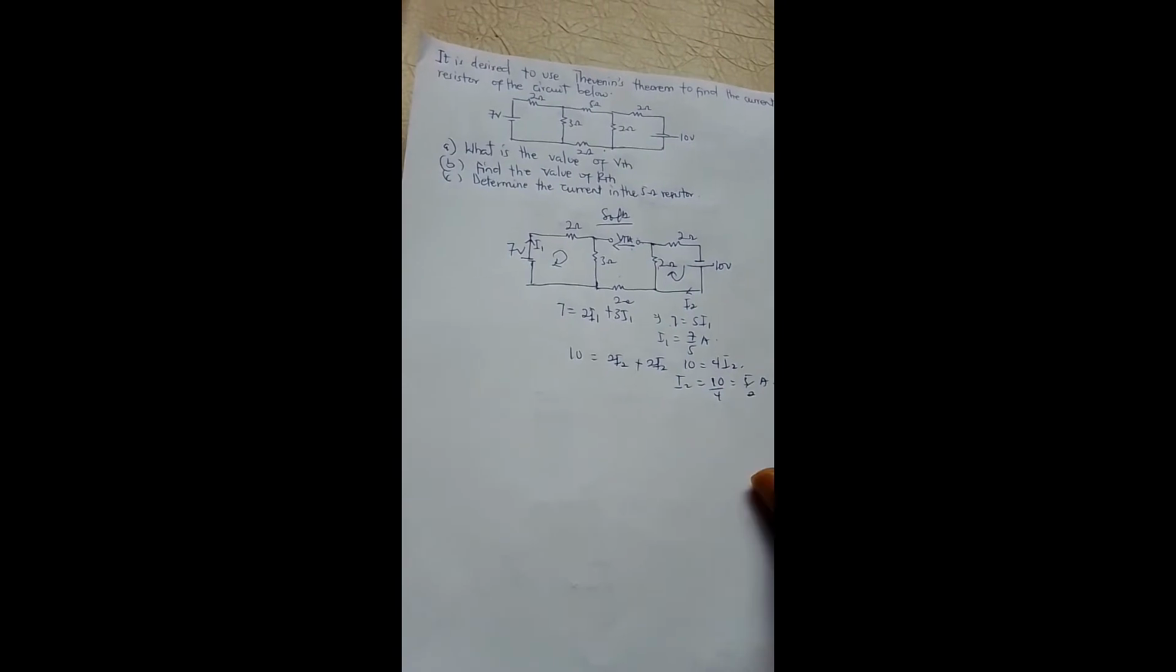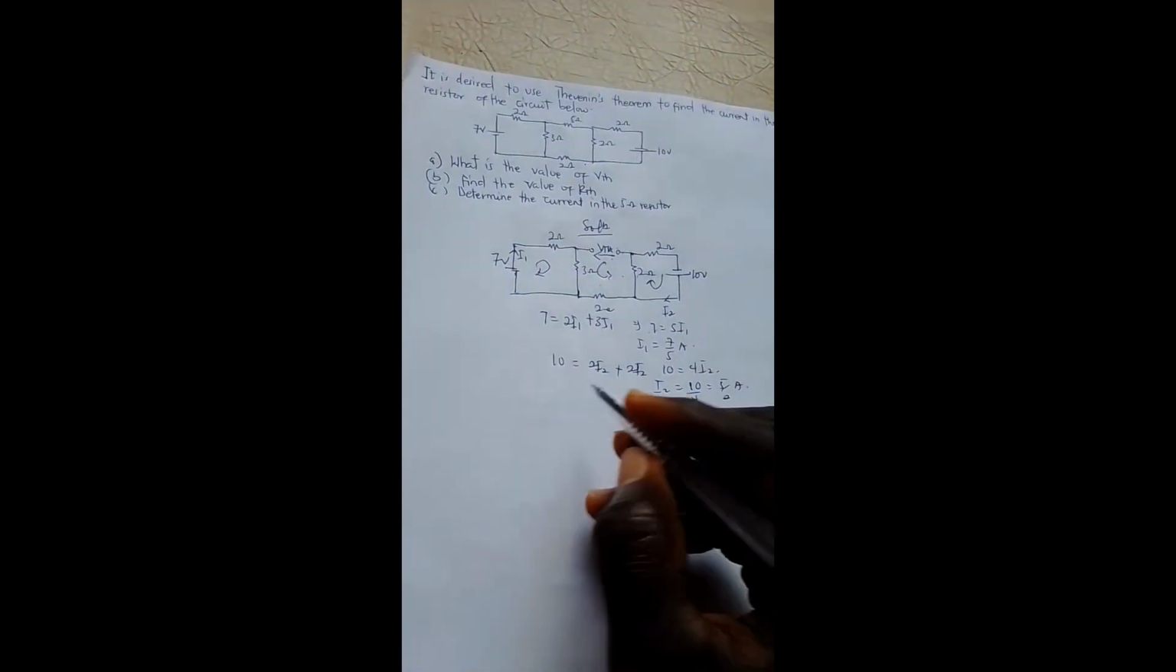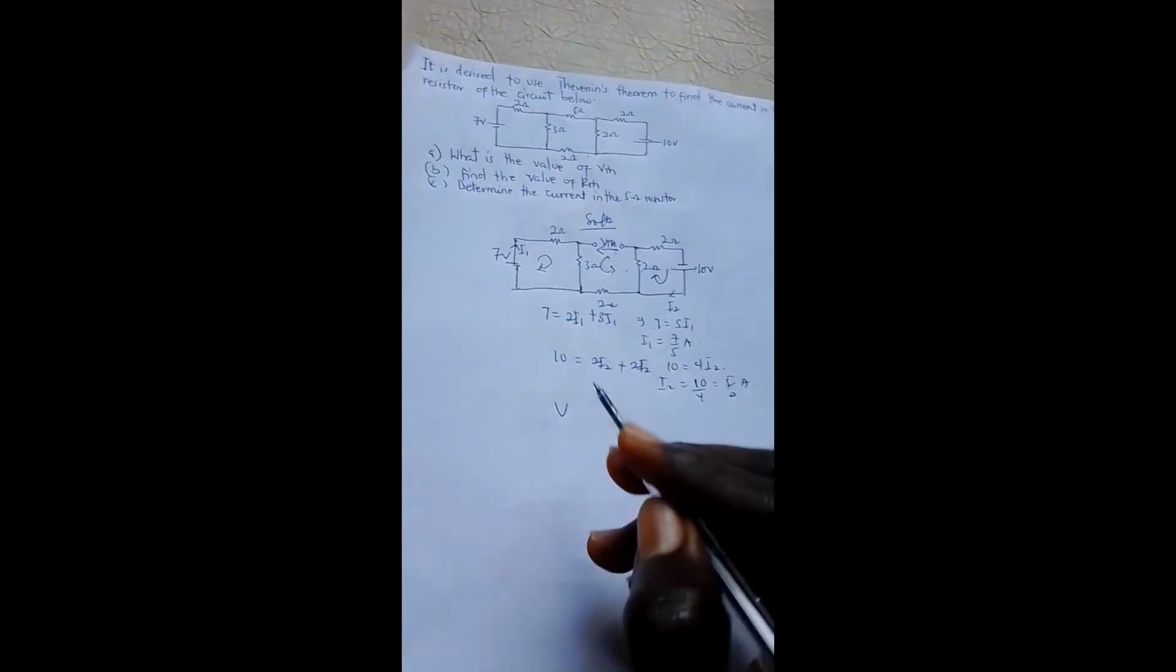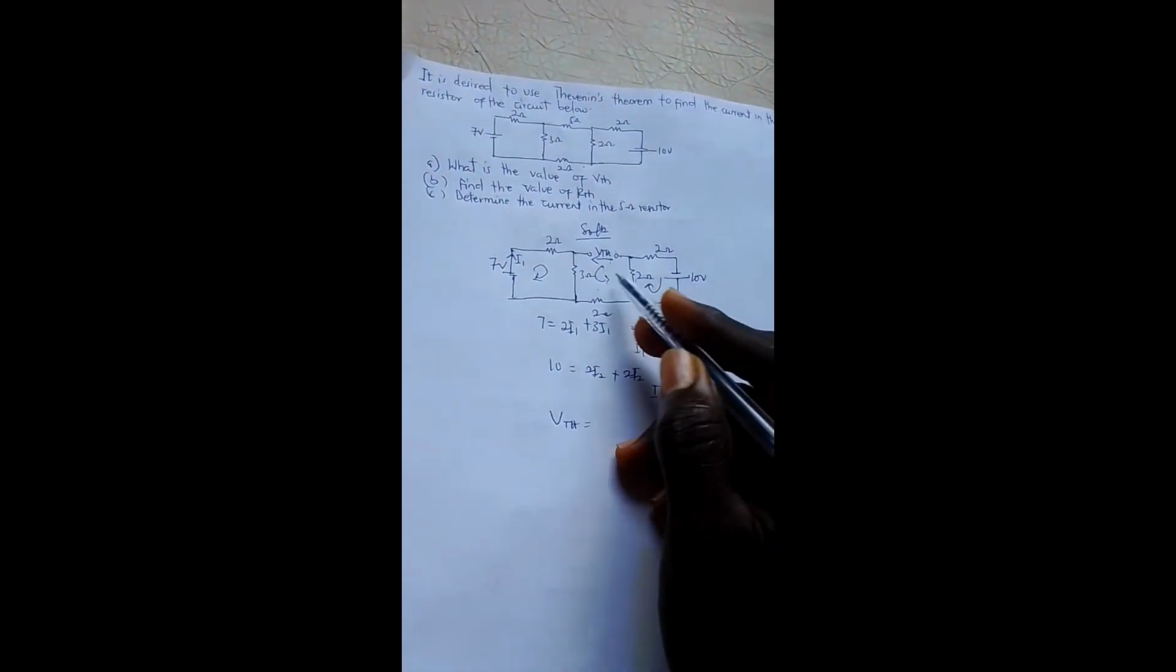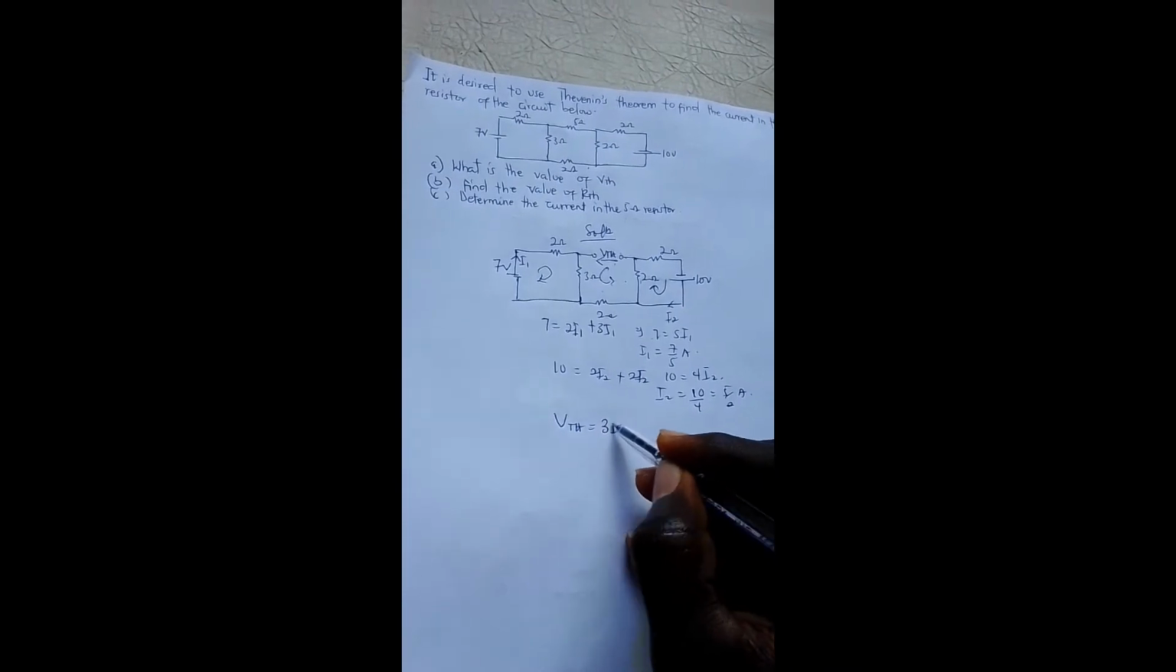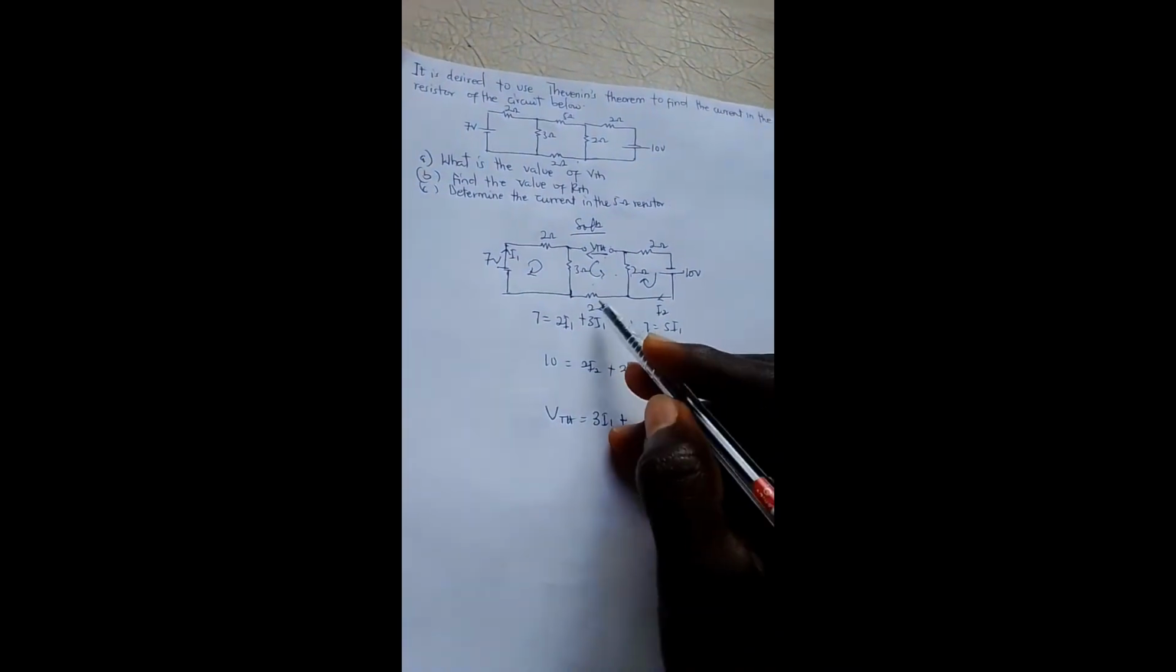So now, since I have my two currents, I'll simply take this loop to find my VTH, because I know that VTH acts as a source, and using Kirchhoff's rule in a closed loop, VTH here will be equal to the voltage drop in this loop, and that will be 3I1 plus, now when you consider this resistor is parallel to this branch.